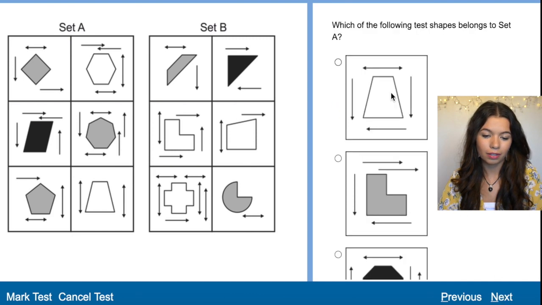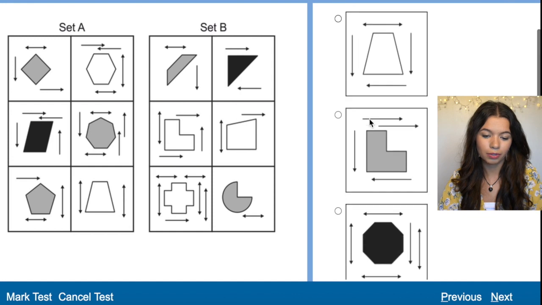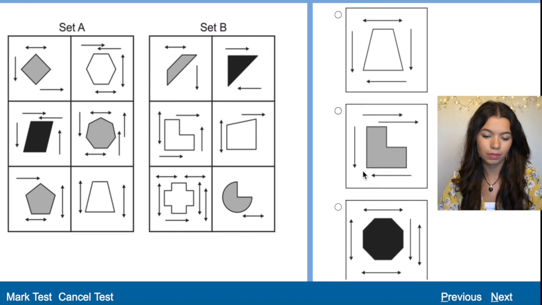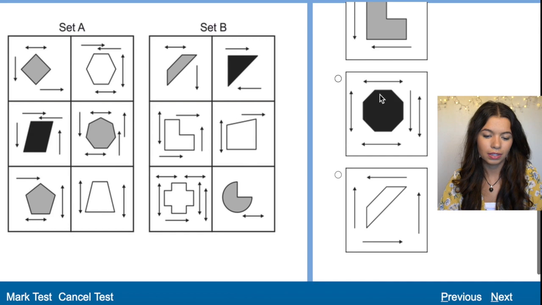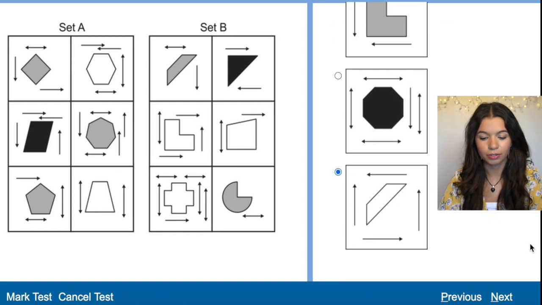Set A again, which would be not the top option. 1, 2, 3, 4, not this one. 1, 2, 3, 4, 5, 6, 7, 8, 9. 1, 2, 3, 4. Yeah, it's the last option.